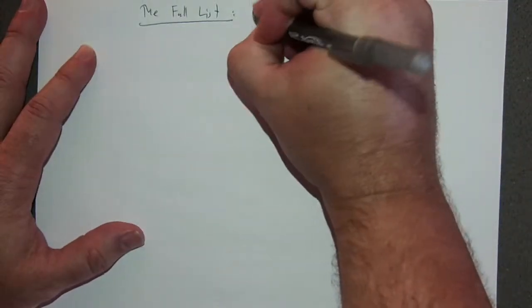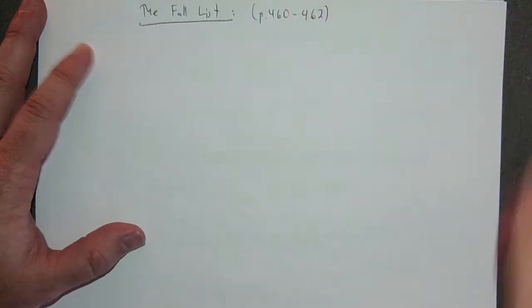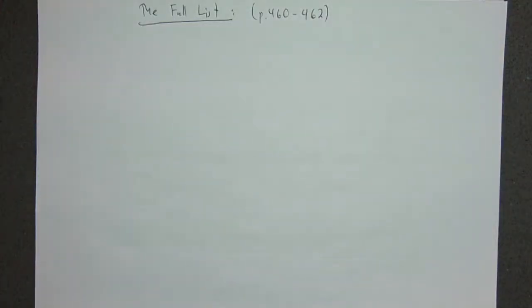Okay, the full list. You can find these on pages 460 to 462, if you're using the e-copy.